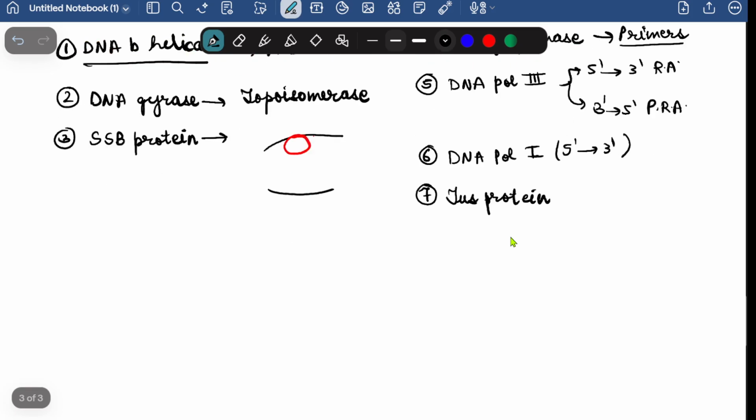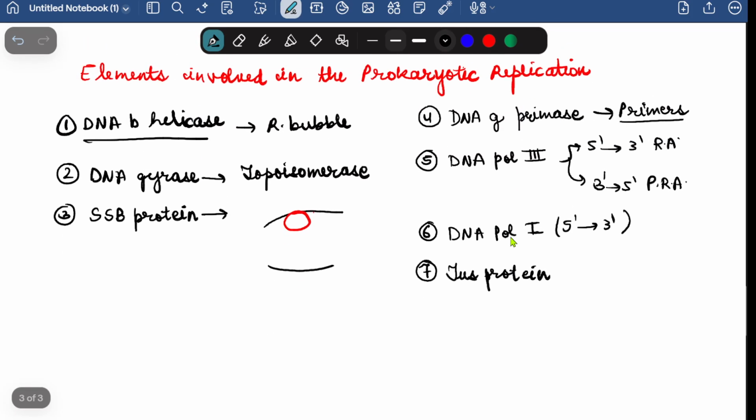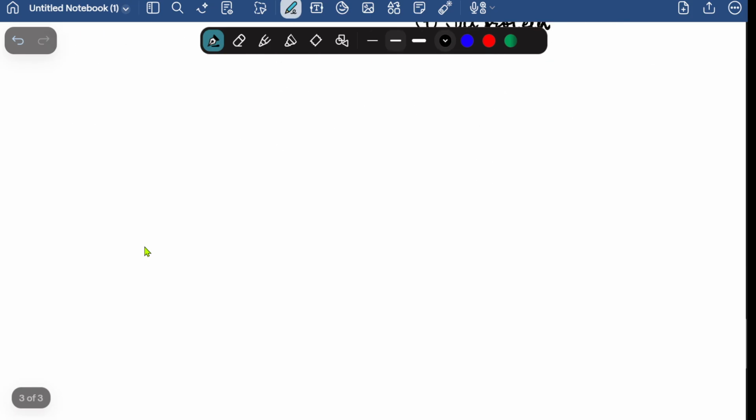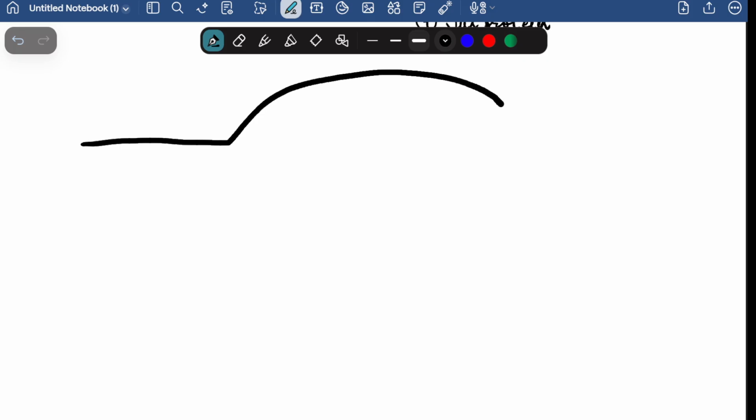Now we will talk about the DNA G primase, because in our previous video I talked about DNA B helicase and the DNA gyrase and SSB proteins, which simply help to stabilize the particular loop that is formed. So now I will move on to how this particular thing happens. I will mark it in black. Suppose this is my loop form.